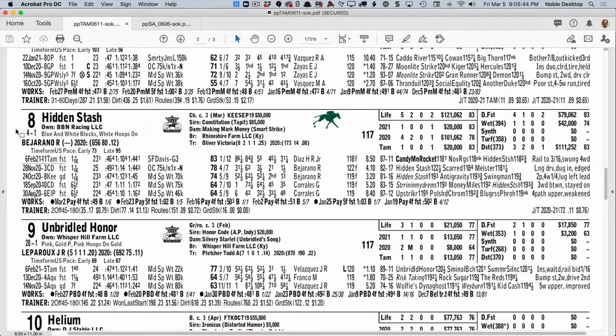Now, one thing that's interesting about Hidden Stash, he was only a length and a quarter behind Candyman Rocket. And he's 4-1, which is not a great price, but he might drift higher. He might be 5-1. And one key about him is that he was coming off a layoff. His previous race before the February 6th race was November 28th, and he might have needed that race. And he has improved every single race, every speed figure. It's never gone back, right? He was 64, 64, 74, 78, 83.